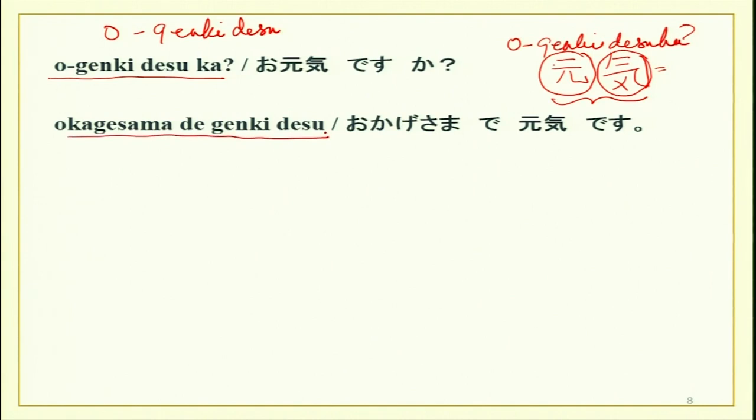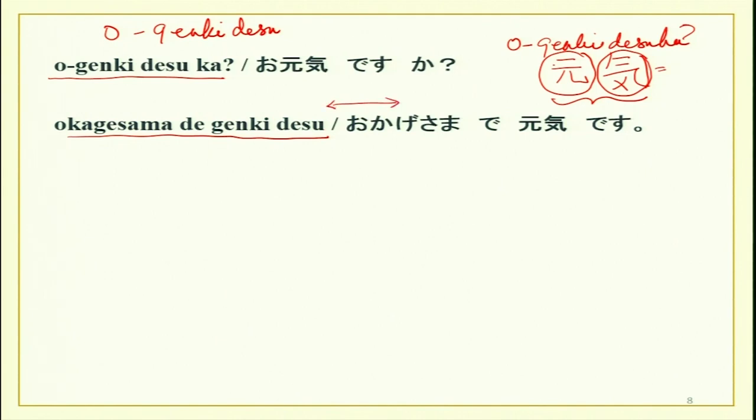Now, this is very, very polite and generally used with seniors or in formal situations. If it's your friend and he asks you genki desu ka, you could just say genki. Hai genki desu. Or genki desu. But if some senior asks you, or somebody whom you have met for the first time, maybe on a train, maybe traveling, then you would say, okage sama de genki desu. The intonation is flat. Okage sama de genki desu, and then you bow as well.